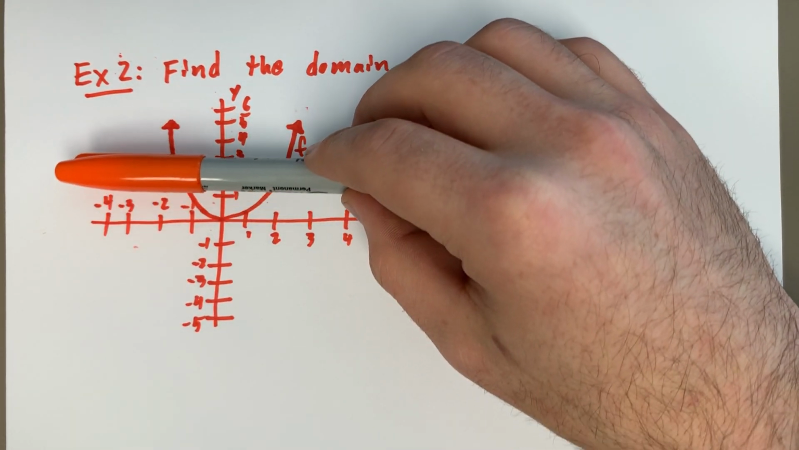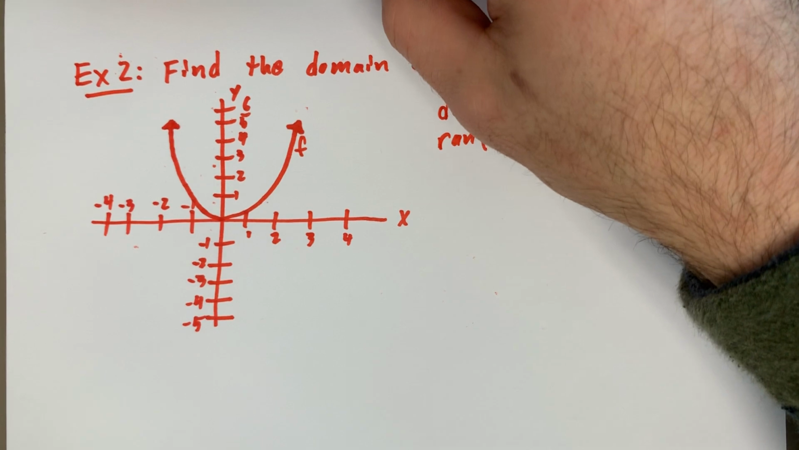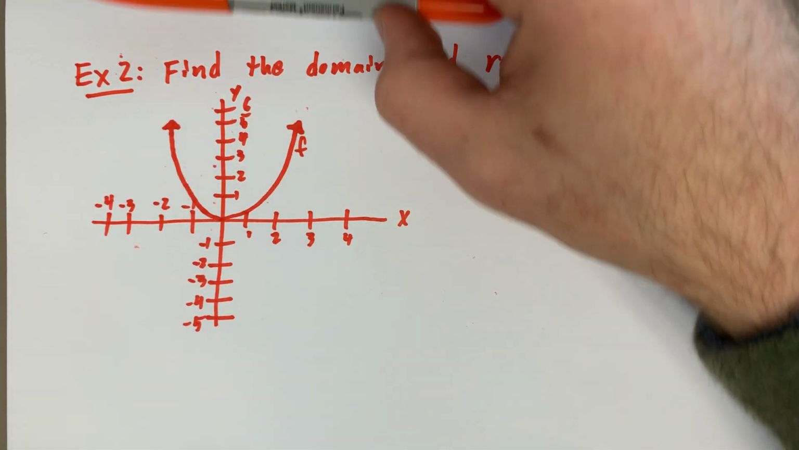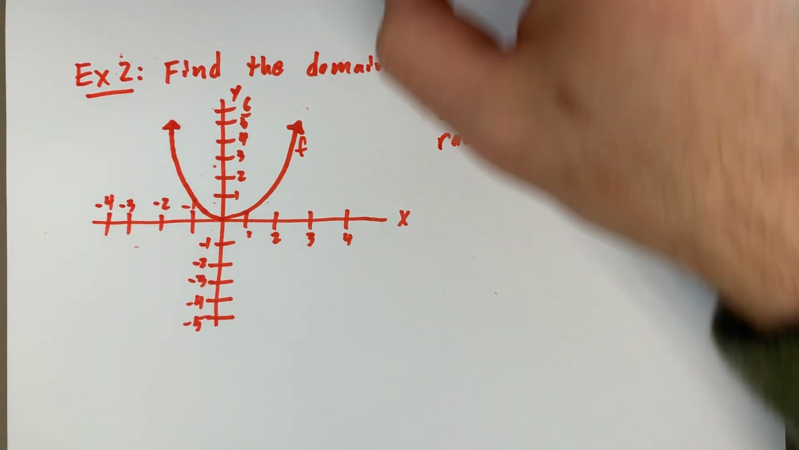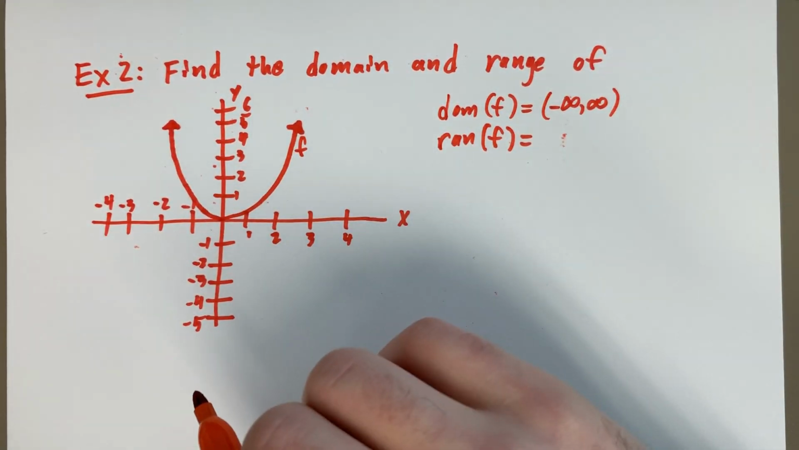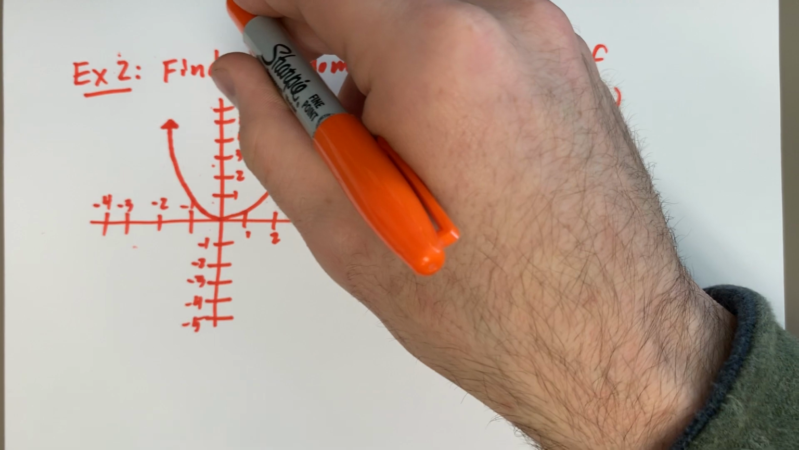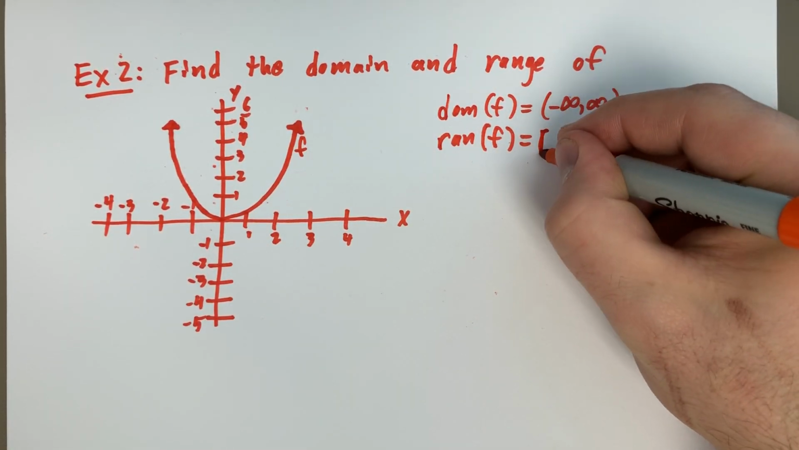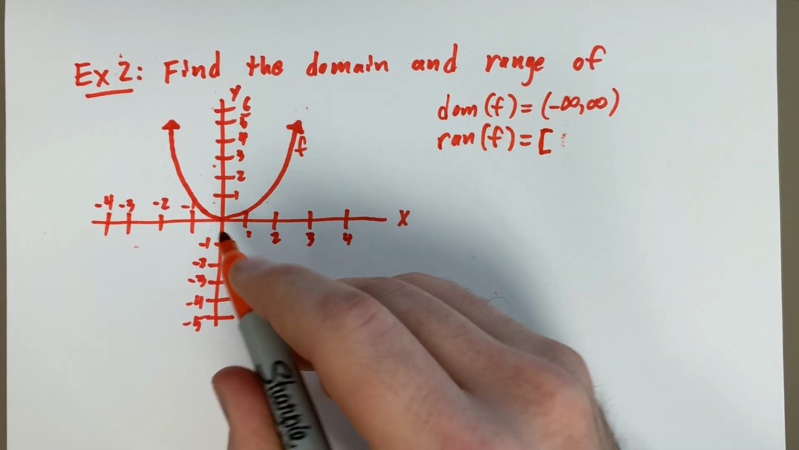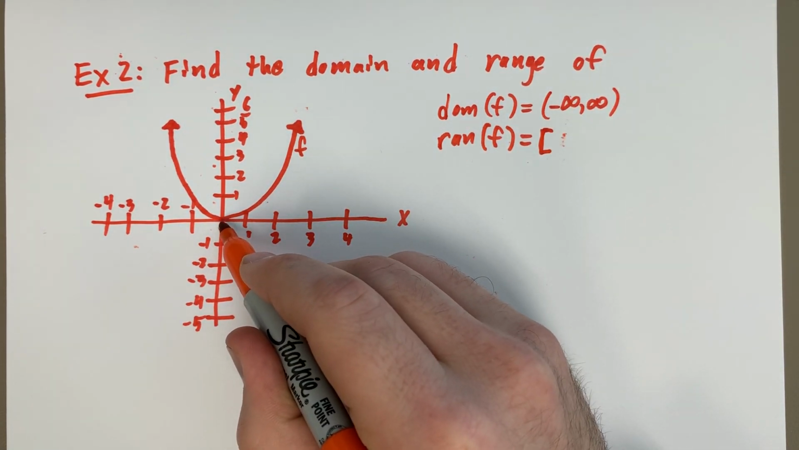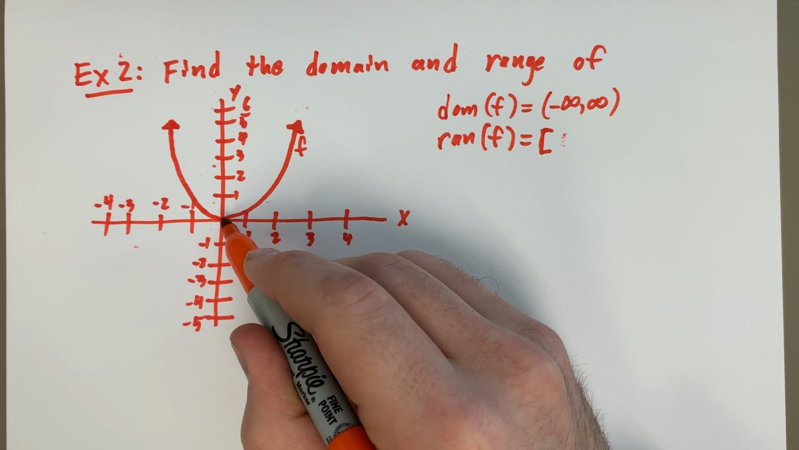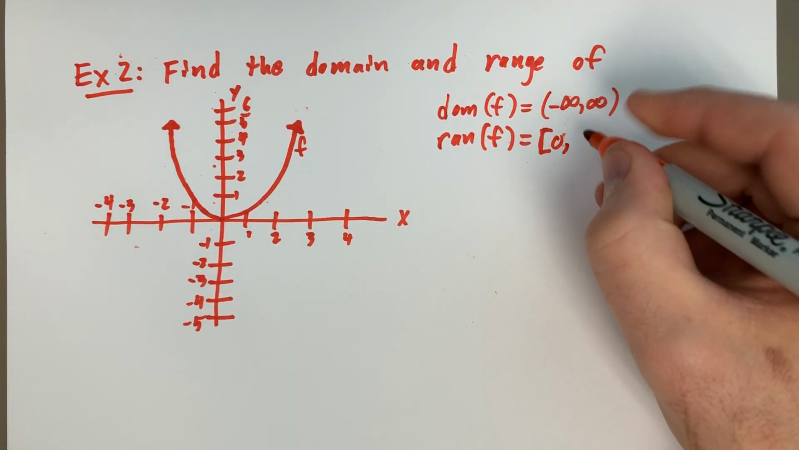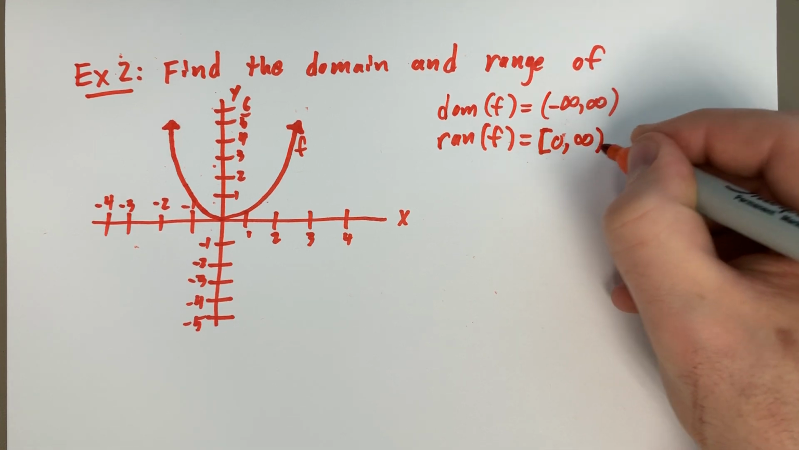I keep scanning, I'm touching the graph, touching the graph, touching the graph, keep going. I will still touch the graph even up here because the arrows tell me I keep going. So do I ever stop? The answer is no. So I started at y is equal to 0, and I go up to forever, basically. So I start at 0, so I use a square bracket because I do touch y is equal to 0. It starts at it, there's no hole here. So y is equal to 0, and then goes to infinity.